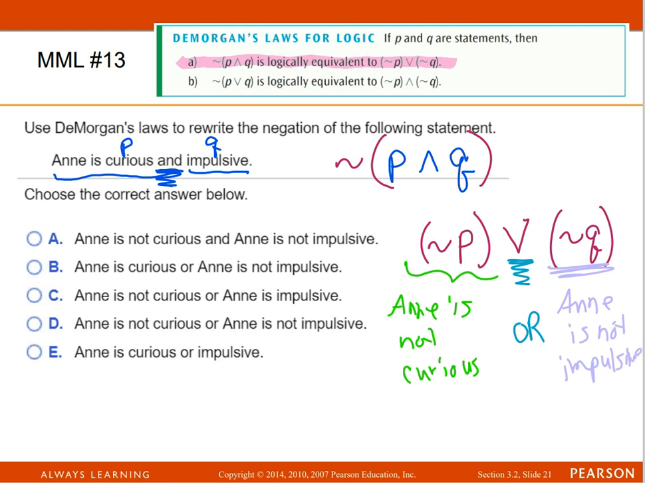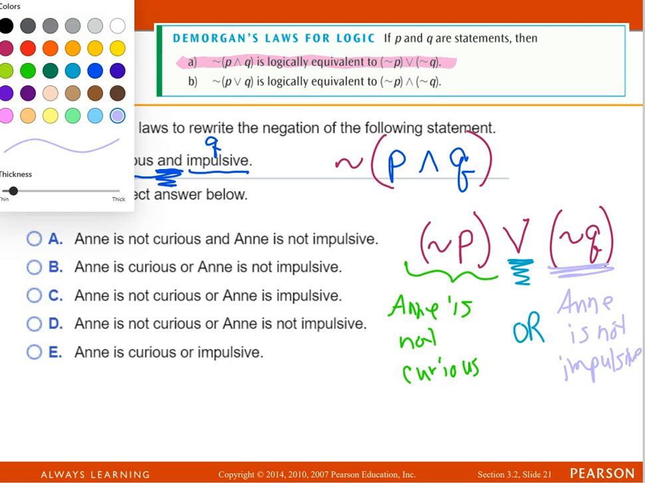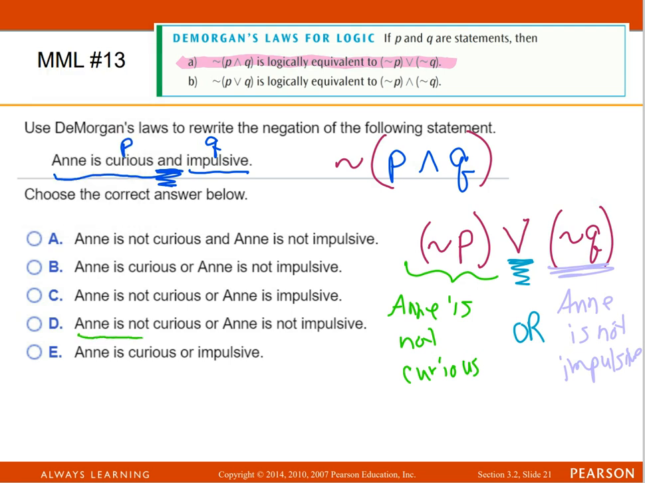And that's what I'd be looking for. Anne is not curious, or Anne is not impulsive. Anne is not curious, or Anne is not impulsive. So it's D.